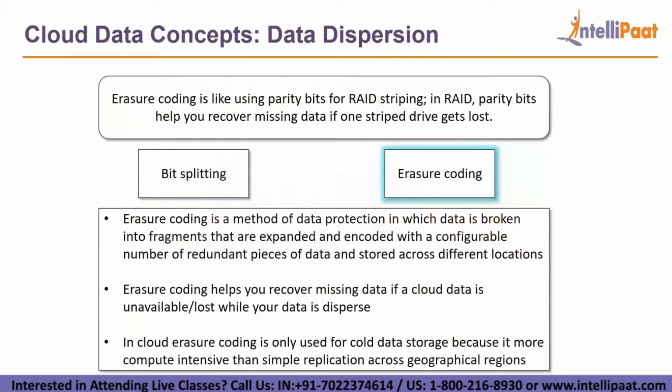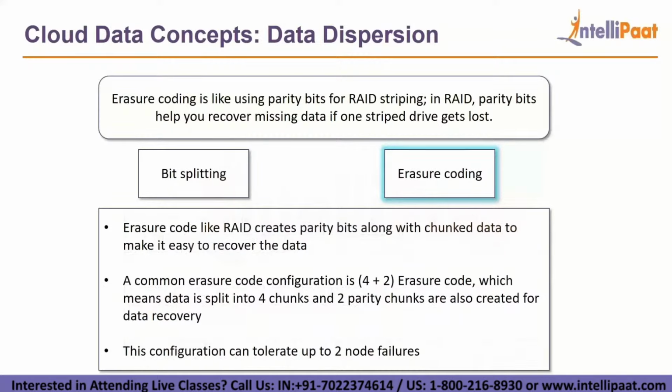One way to protect your data from being lost when one data center goes down or one server goes down is by copying the same bit of data across multiple regions, so that if one of the data centers completely goes down, the data can be recovered from other places. Erasure code like RAID creates parity bits along with chunk data to make it easy to recover the data. A common erasure code configuration is 4+2 erasure code, which means that the data is split into 4 chunks and 2 parity chunks are created out of that 4 chunked data for data recovery.